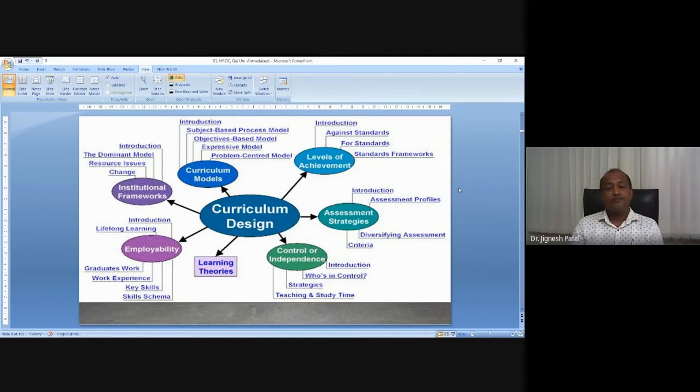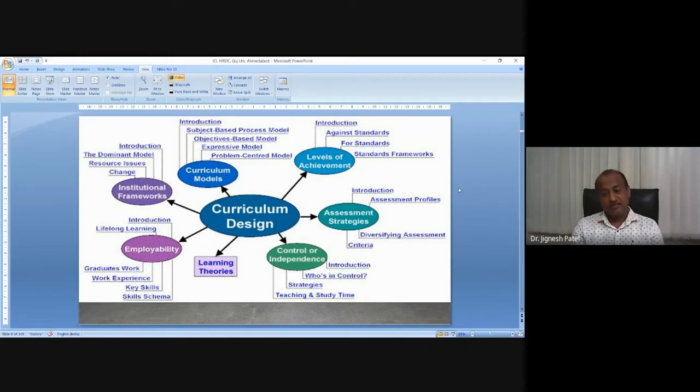In the same way, curriculum models are there. Some of the models are the subject-based process model, objective-based product models, then the expressive model, and problem-centered models. We will discuss these models in detail in later slides. Then level of achievement: how this process is carried out, how the achievement can be measured.